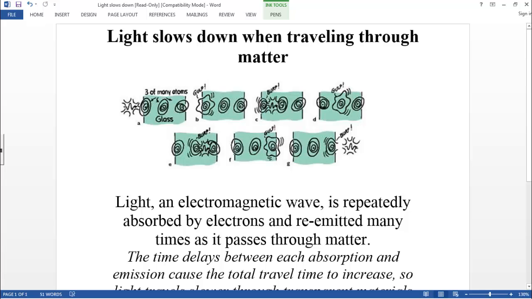And so it's repeatedly absorbed by electrons and re-emitted as it passes through matter. Every time it's absorbed, there's a delay before it gets re-emitted. And so overall, it appears as though the light is slowing down as it goes through matter.